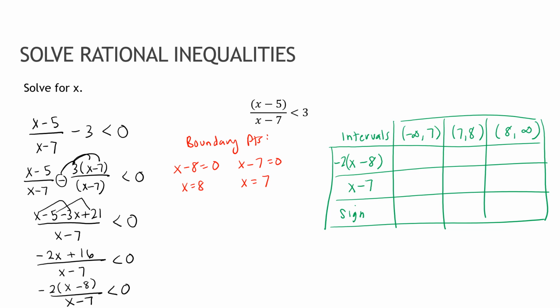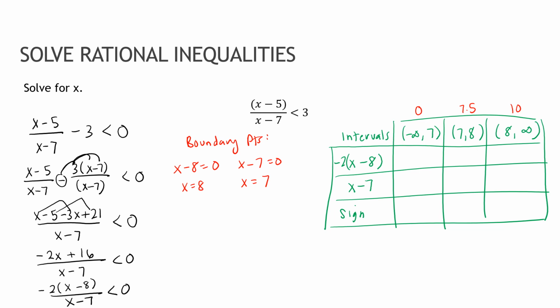So now let's go ahead, and I didn't leave room for a test point, so here let's say I'm going to use 0. Here I'll use 7.5. Here I'll use 10. Remember, you can use any test point as long as it's not on the boundary. So I couldn't use 7 or 8 on any of these. So now let's take a look.